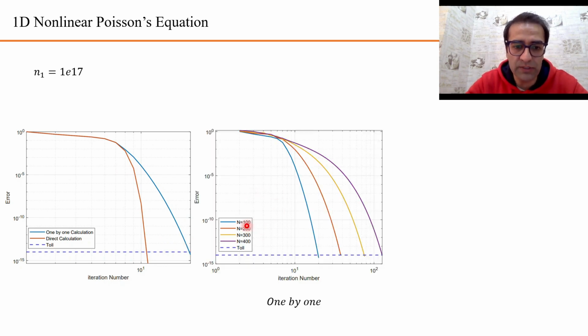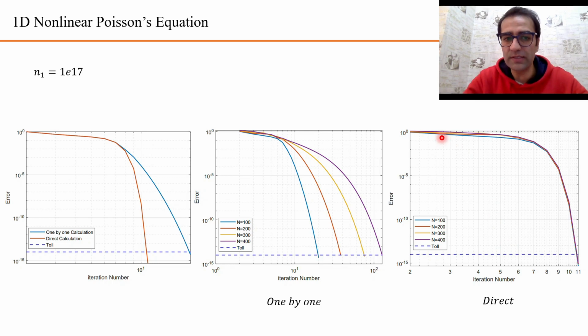And just some comparison for different numbers of grids. This graph is for one-by-one calculation, right? You see that when the number of grids is 100, it is this one, 200, this one, 300, this one, 400, this one. And you see that in one-by-one calculation, the convergence speed decreases when the number of grids increases. While if we use direct calculation, you see that this is almost independent of the number of grids, and we have the same convergence when the number of grids is 100, 200, 300, and 400.